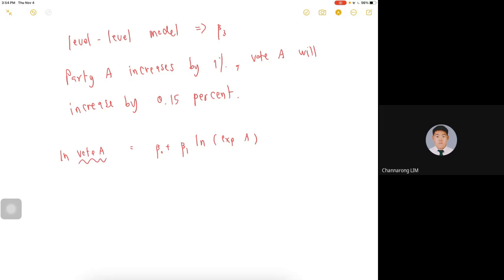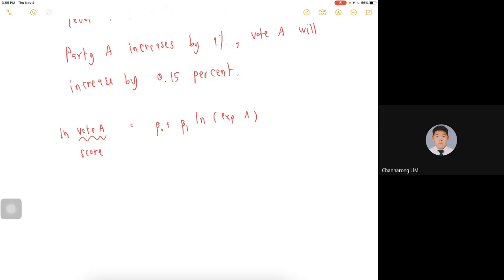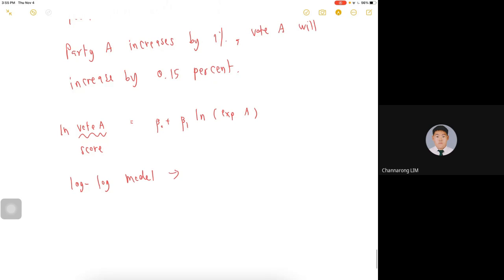In this case, if I assume that vote A is not in percentage anymore, it can be like a score or any points to party A, for example, not in percentage anymore. Okay, so if you take natural log in both sides, it will be like a log model. So in this case, you will interpret it as an elasticity. So a 1% increase in expenditure A is going to increase vote A by how many percentage.